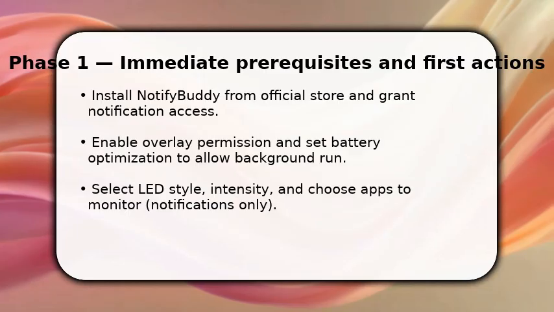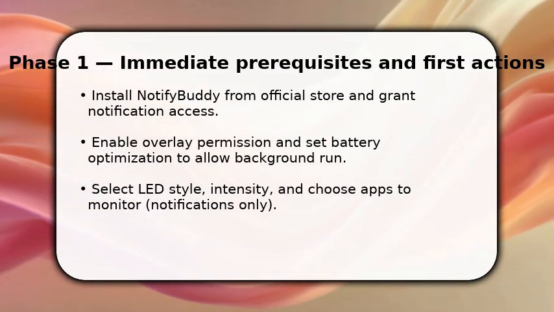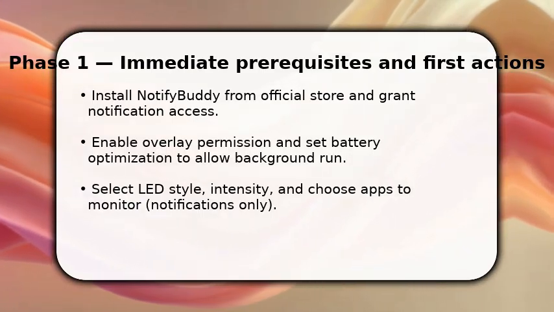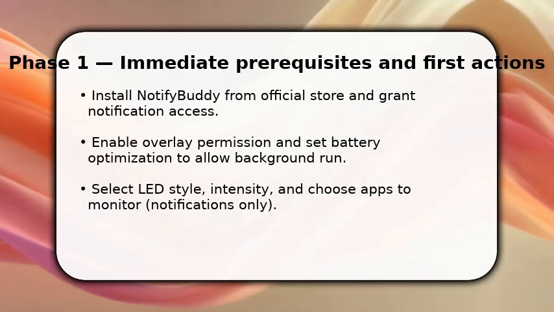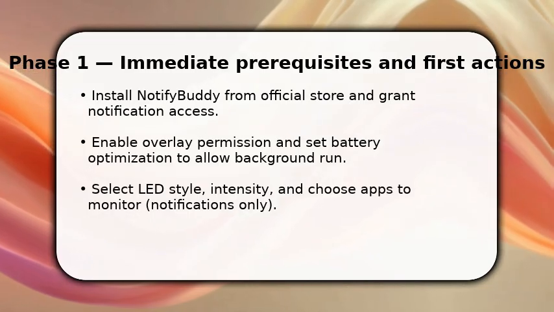You start by confirming prerequisites. Make sure your phone allows notifications and overlays. Tap Install, then grant notification access so Notifybuddy reads alerts. Once done, permit overlay and disable battery optimization to keep the app active in background.